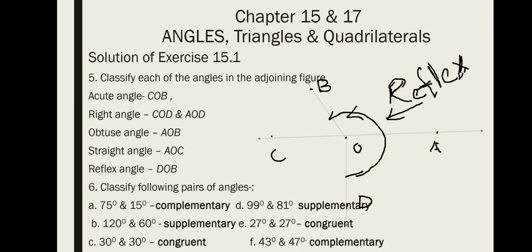Classify the following pairs of angles. 75 degrees and 15 degrees are complementary, because their sum is 90 degrees. B question, 120 and 60 are supplementary, because the sum is 180 degrees. 99 and 81, they are also supplementary, because their sum is 180 degrees. Then E question, 27 and 27, both are the same, so congruent. 30 and 30 degrees, congruent. And F question, 43 and 47, their sum is 90, so complementary.